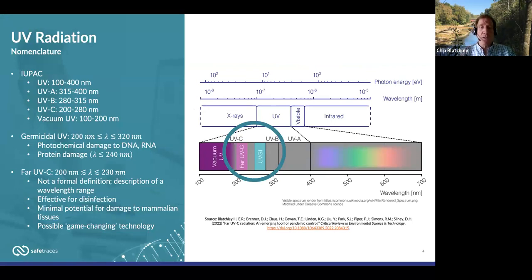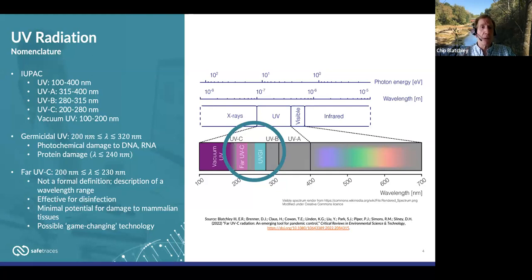So we'll start with really just sort of a formal definition of what is ultraviolet or UV radiation. So there are a number of definitions of UV that exist in the literature, but perhaps among the most reliable are the definitions that have been provided by the International Union of Pure and Applied Chemists.